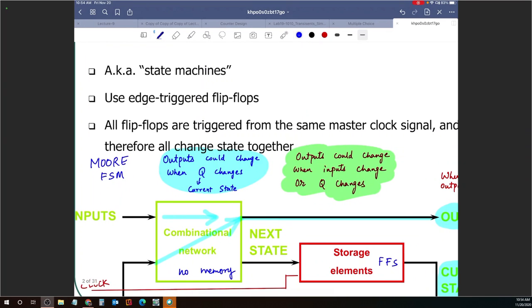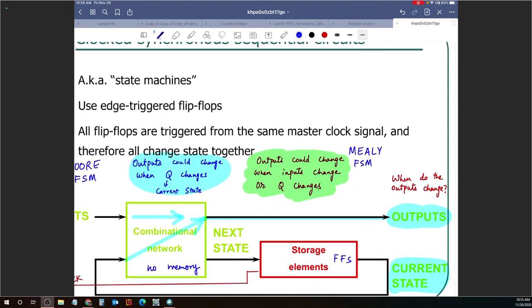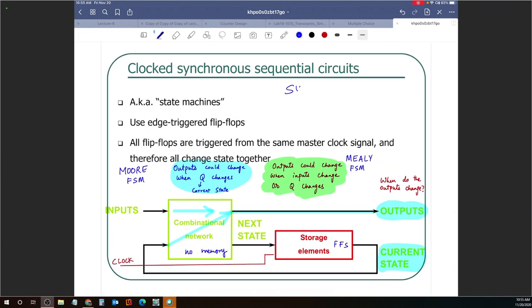And the other is the Mealy finite state machine. Now let's talk about their synchronous nature. What does that mean? That means I'm talking about the changes in the output, whether they are synced with the clock or they are not necessarily synced with the clock.